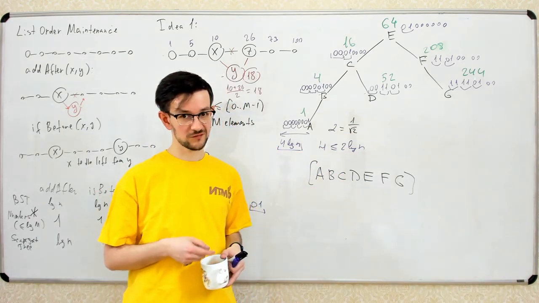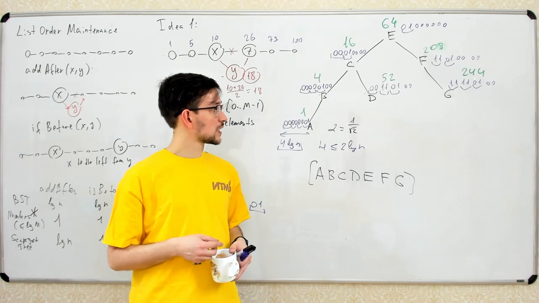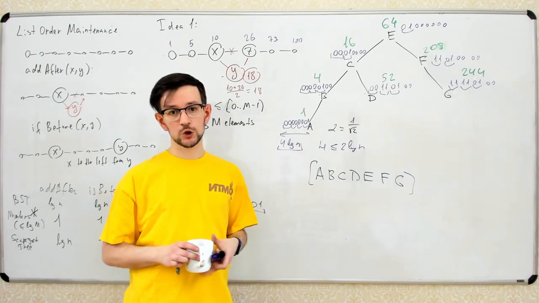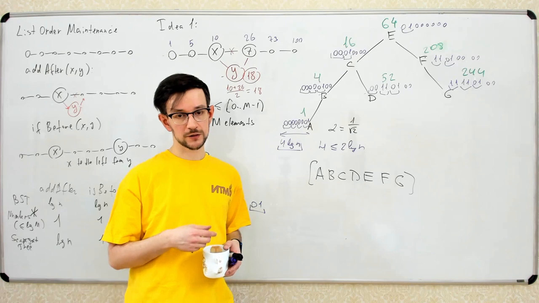Cool. Why do we need a scapegoat tree? Why don't you use just some AVL tree, something like that?